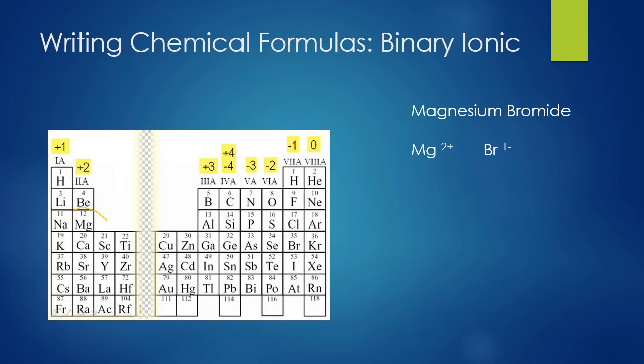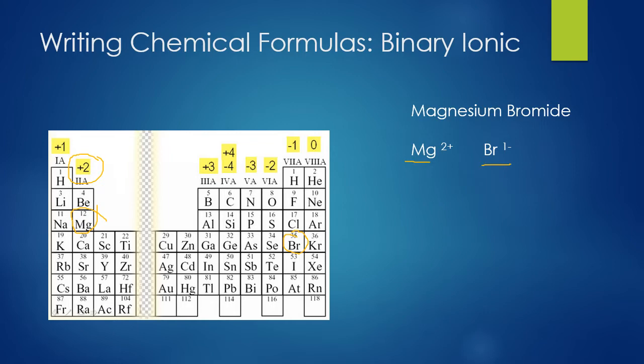Magnesium is an alkaline earth metal. Notice it's going to form a +2 when it's an ionic compound, so I write magnesium with a 2+. So what ion does bromine form? Well, it's a halogen, so it's going to form a -1 ion by gaining 1 electron.